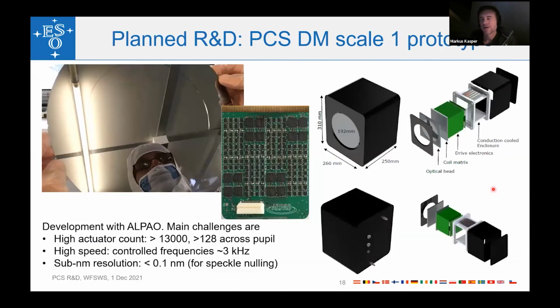Other R&Ds: I have just a couple of slides on that. This is something we have not yet started, but what we would really like to do, if we find the money for it, is build a scale 1 prototype for the PCS deformable mirror. This would be a development with Alpao. You can see here already a phase sheet of the correct size.